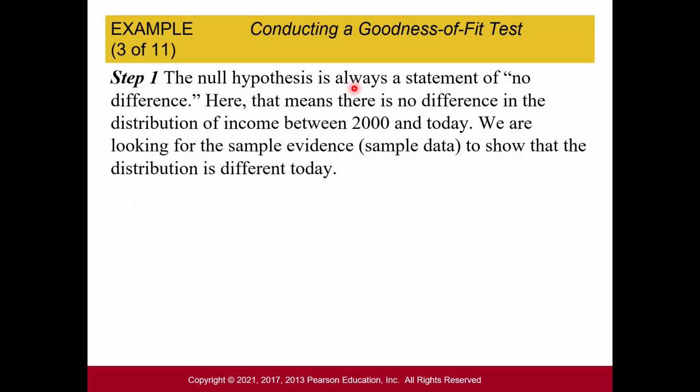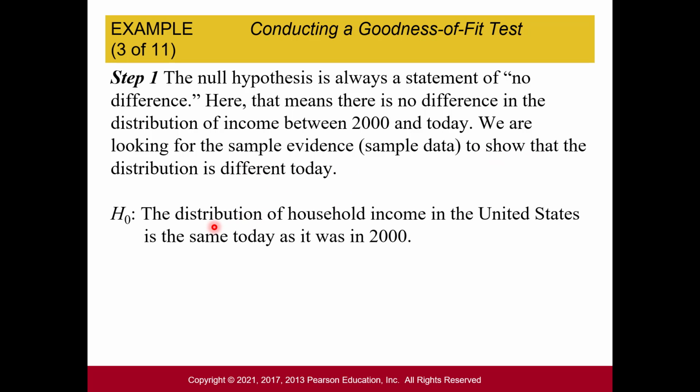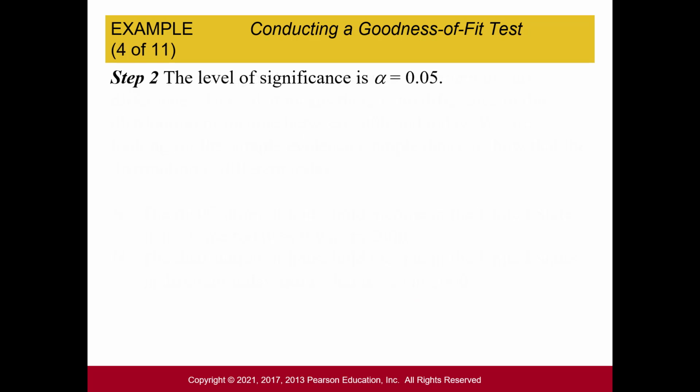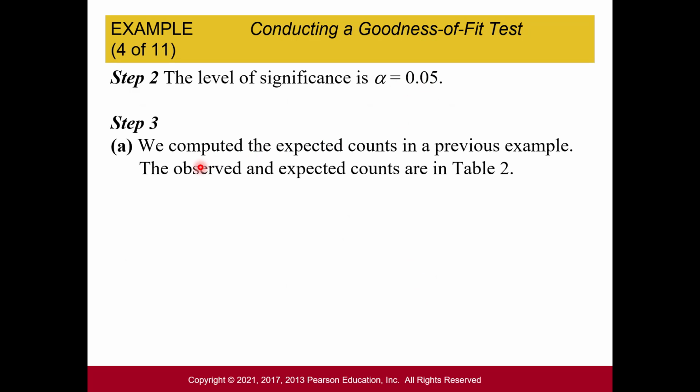So step 1, our null hypothesis is always no difference or no change. For this example, it means no difference in the distribution of income between the year 2000 and today. We're looking for the sample evidence to show that the distribution is different today. So our null hypothesis is the distribution of household income is the same today as it was in 2000, and the alternative hypothesis is that it's different today. Then our level of significance was given, 0.05, and we move on to step 3.